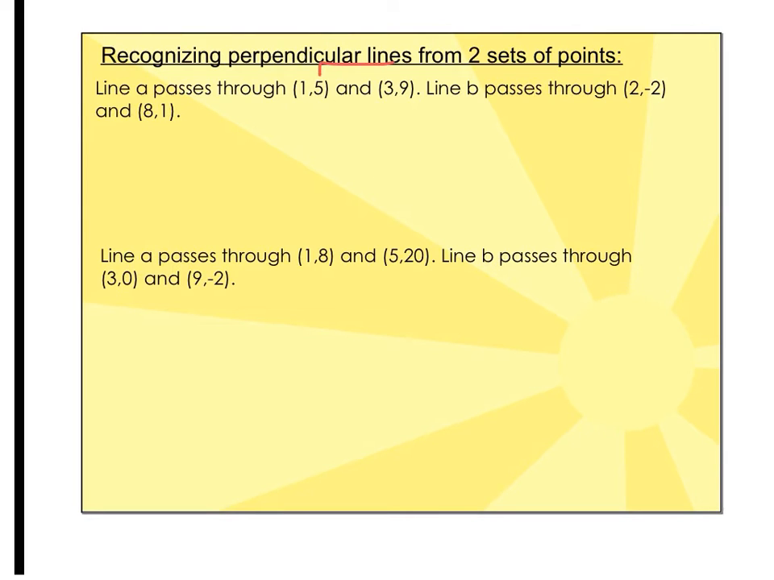I'm going to use the bar method. So if I'm looking at A, my slope would be change in y over change in x. So to get from 5 to 9, I have to go up 4. 1 to 3 would be 2, and that simplifies to 2/1.